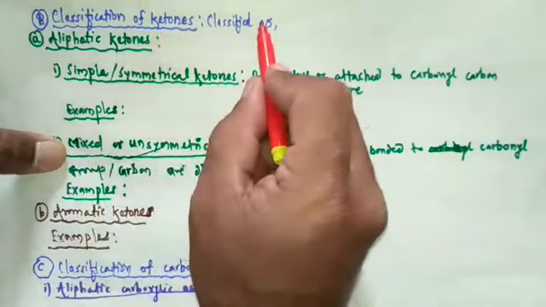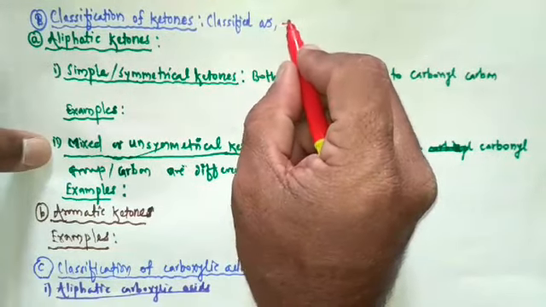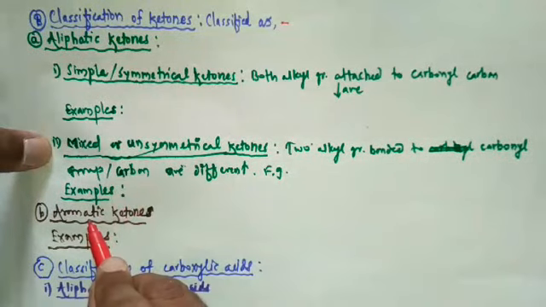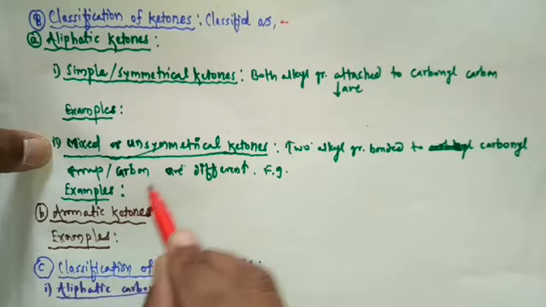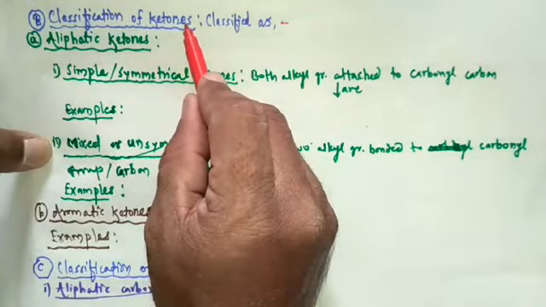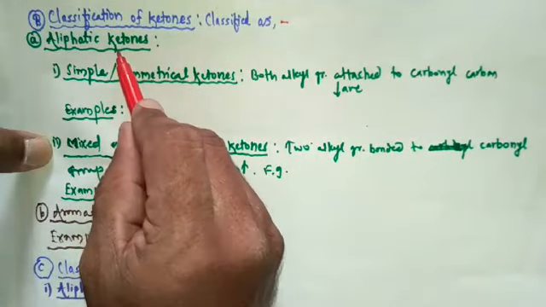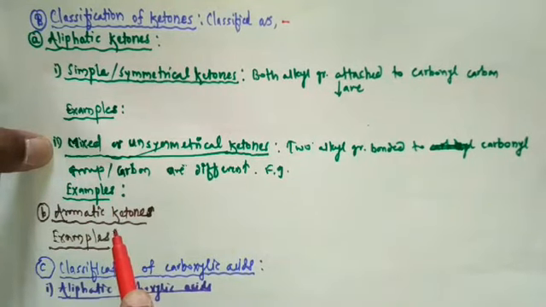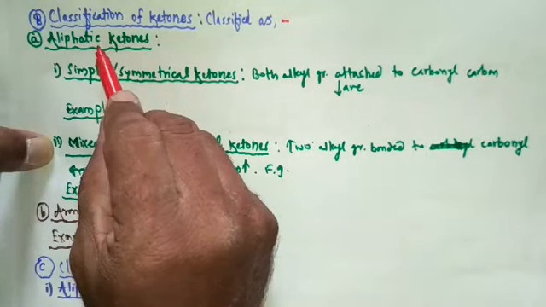Ketones are classified into two classes. The first one is the aliphatic ketones, and the second one is the aromatic ketones. So remember that ketones are classified into two main classes. Let's try to understand the meaning of aliphatic ketones.